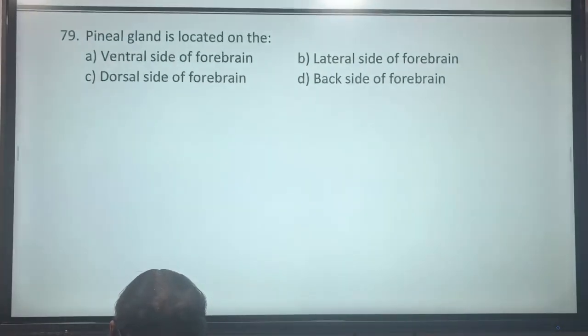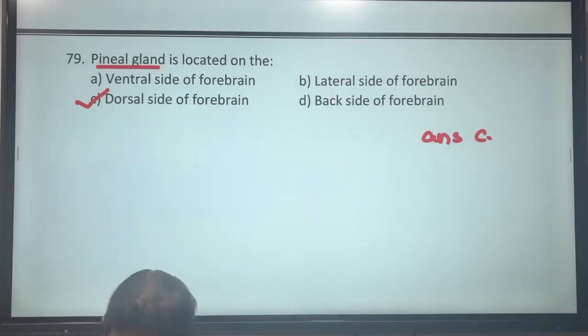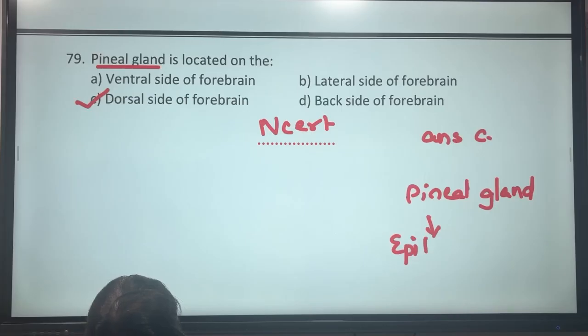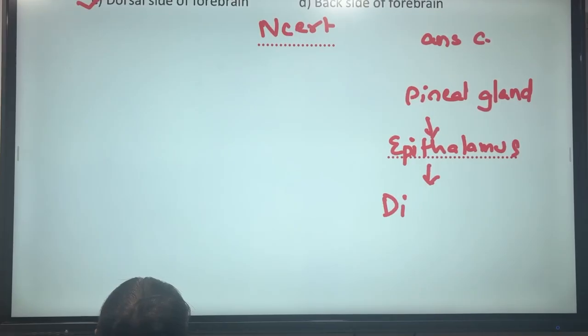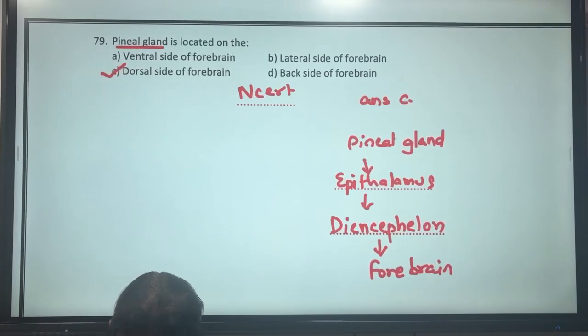Coming to 79th question. Pineal gland is located on the dorsal side of forebrain. Okay, directly from NCERT. Okay, you should remember that pineal gland is an extension of epithalamus, which is a part of diencephalon, which is a part of forebrain. So the answer is option C.